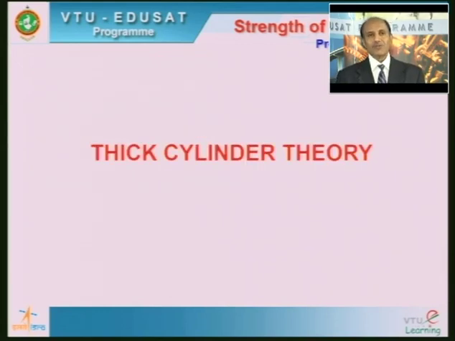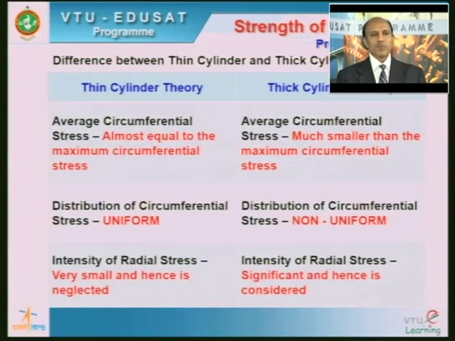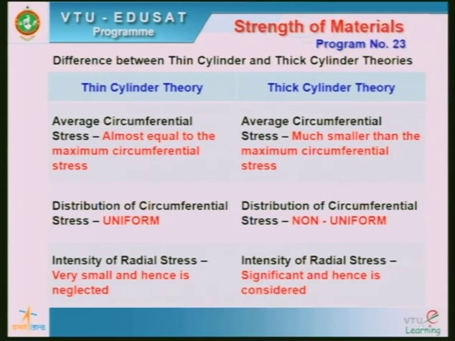So, let us move on to the next part of the presentation, that is the thick cylinder theory. All the while we were talking about thin cylinders. To begin with, let us understand some basic differences between thin cylinder theory and thick cylinder theory. In thin cylinder theory, which you have already discussed, we said that the average circumferential stress is almost equal to the maximum circumferential stress, and hence we assume that the variation of the circumferential stress is uniform.